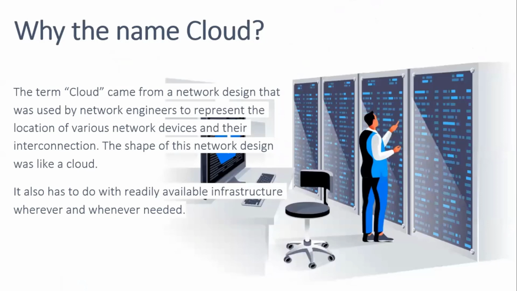So the cloud name came from the network design that was used by network engineers. The network engineers work on different network devices across various locations. When they are doing the interconnections and the architecture topologies, every time they look at the network architecture topology, it looks like a cloud symbol. Since the symbol looks like the cloud, it has been named as cloud, and the shape of the network design is also like a cloud.